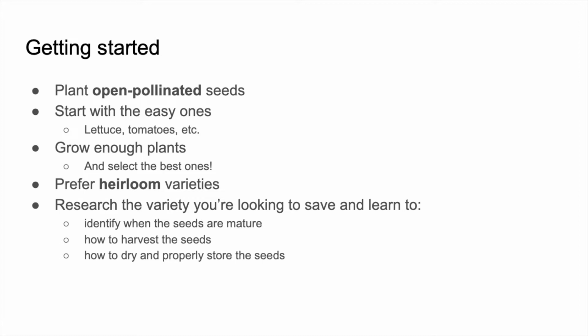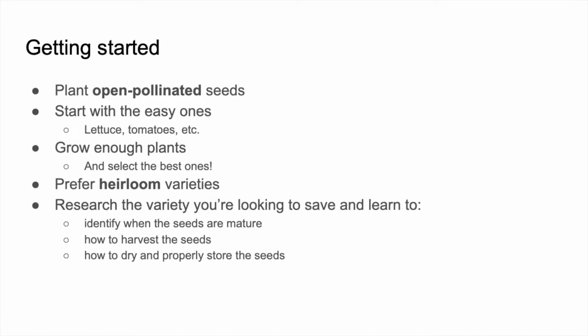My first tip is to start with open-pollinated seeds. Open-pollinated seeds are seeds that will retain their characteristics or breed true when they self-pollinate or are pollinated by another member of the same variety. This is in contrast to hybrid seeds, which are a cross between two different varieties, and the resulting plants may not produce viable seeds. My next tip is to start with the easy ones.